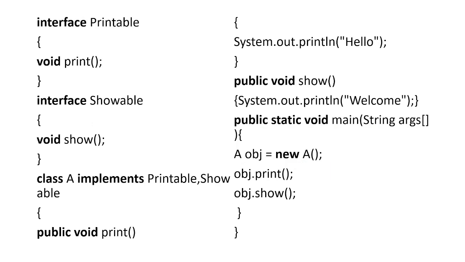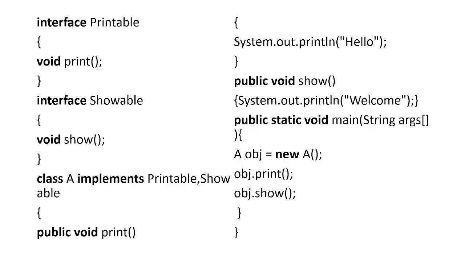A simple example of the interface. Here I created two interfaces: interface Printable with void print, and interface Showable with void show. This is the interface definition. To access the interface, implement it in class A. That is, class A implements Printable and Showable, which are the interface names. So you have to define void print and define void show.